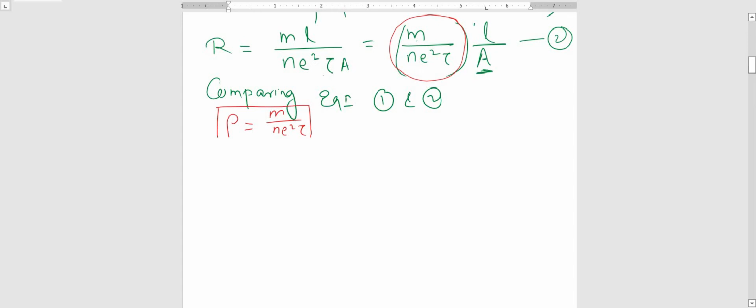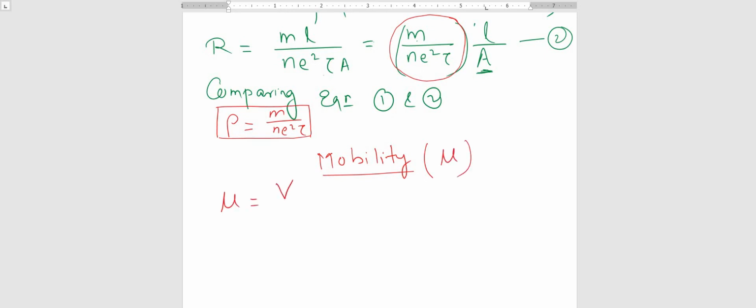Okay, next topic is mobility. Mobility is also very important. So mobility, actually, is the ability of the electrons to move freely. Mobility কে mu দিয়ে denote করে. So mu is defined as the ratio of drift velocity divided by electric field.